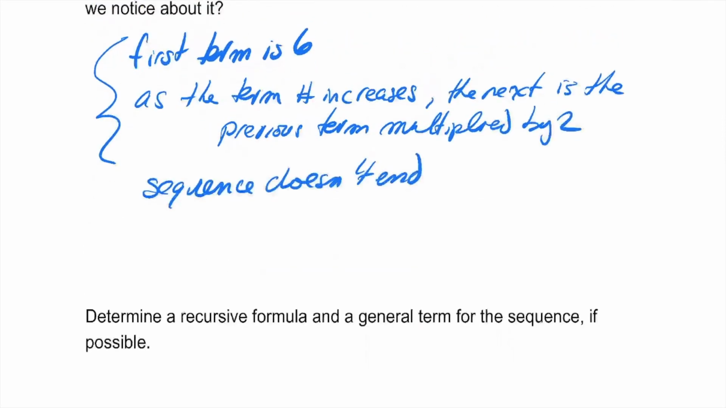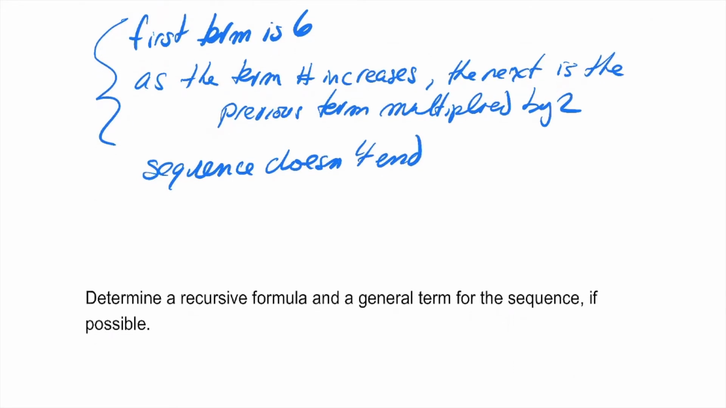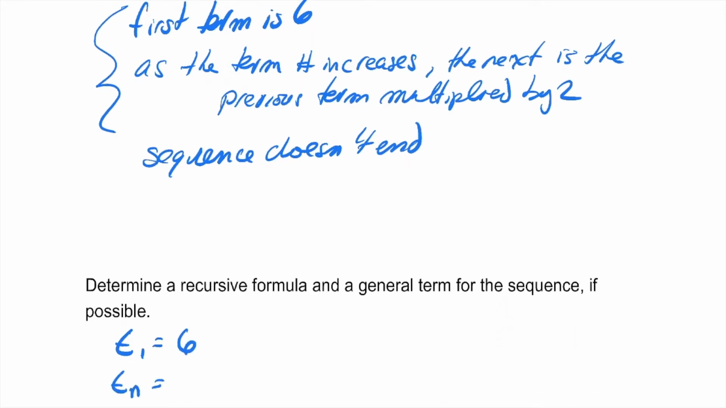So let's look at how we determine a recursive formula or a general term. The recursive formula might be the easiest one since I already described it. So the first term is 6. And then we said that the subsequent terms, t of n, is really the previous term, t of n minus 1, multiplied by 2. So this is for n greater than 1.